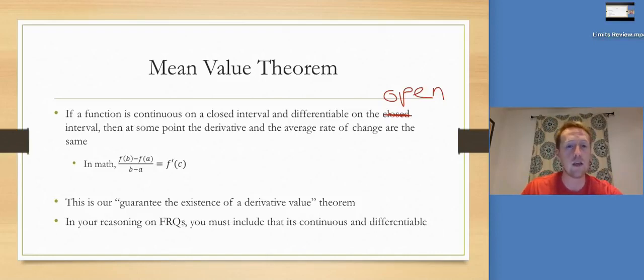Similar idea to the intermediate value theorem. We're guaranteeing at some point the derivative and the average rate of change are the same. Just like with our intermediate value theorem, we have to say we know the function is continuous and differentiable. That's how we know it. We're also going to show the math work, but we have to show it that way. We have to justify it.